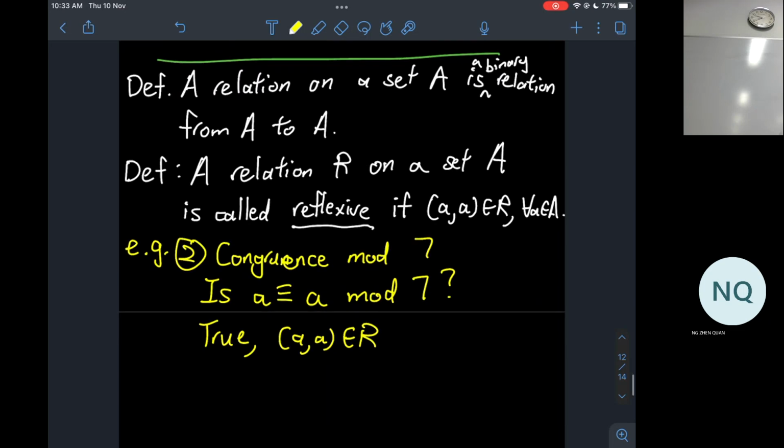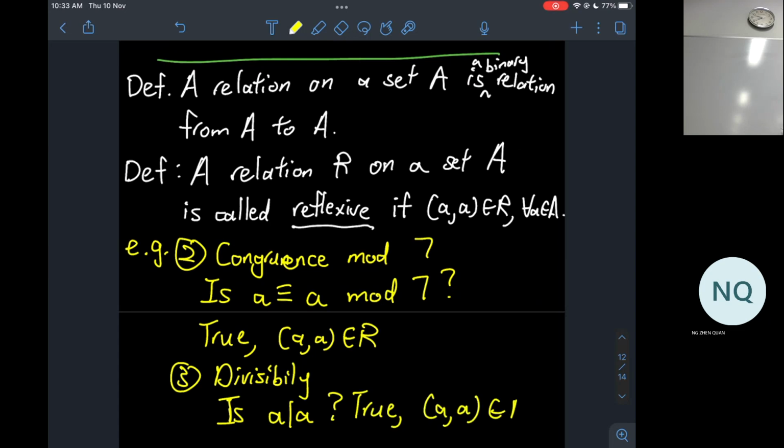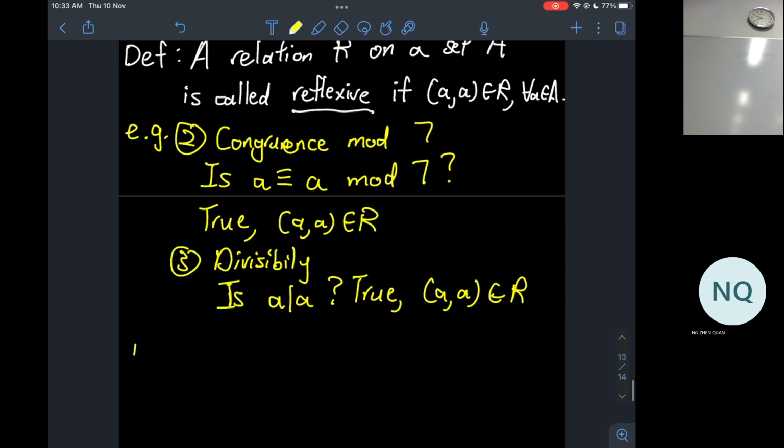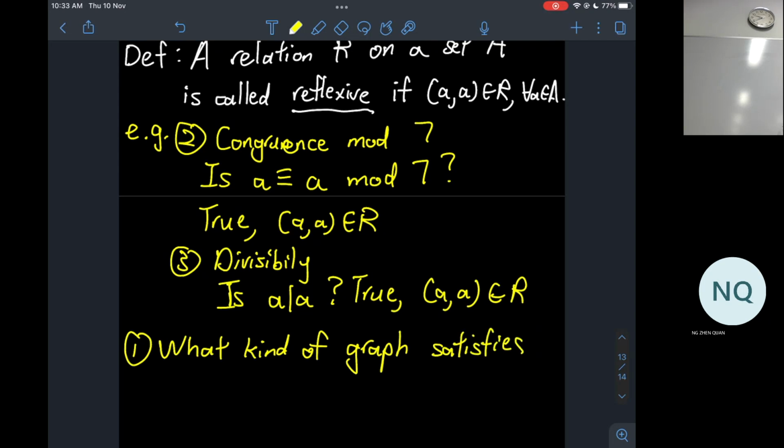For example, take divisibility. Does A divide A? Yes, true. So A, A is in the relation. So one question I can ask: what kind of graph satisfies the reflexive property?